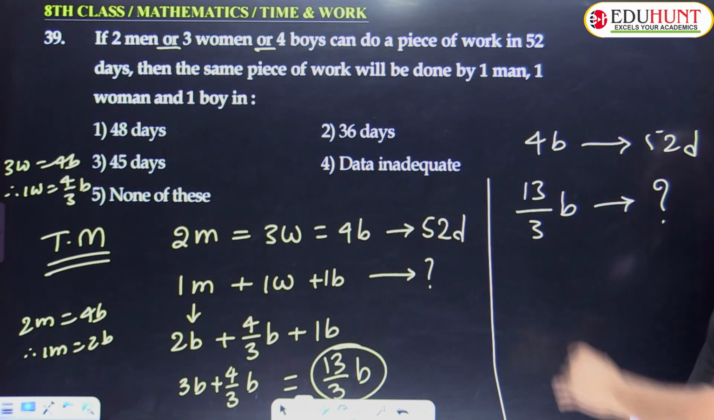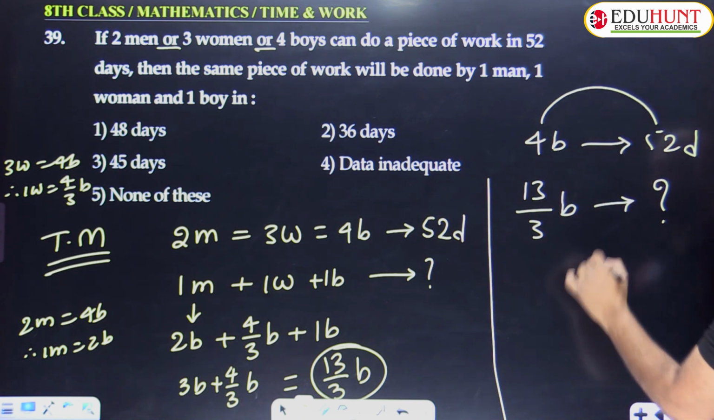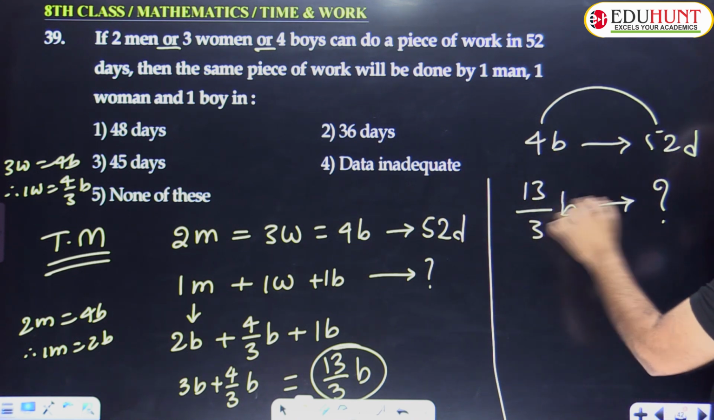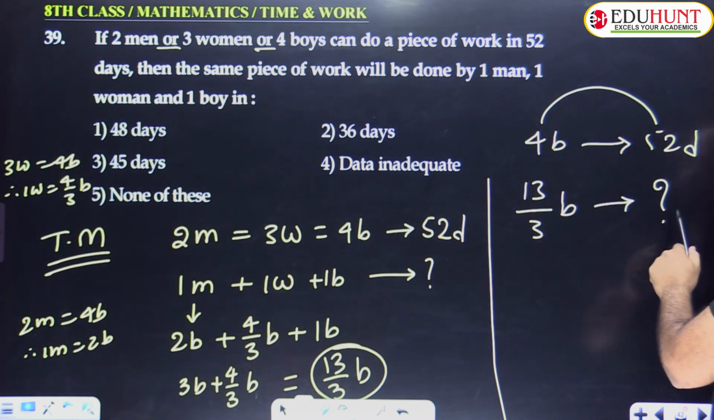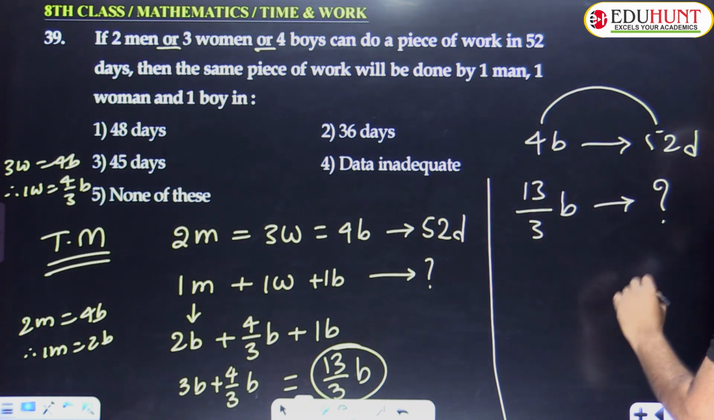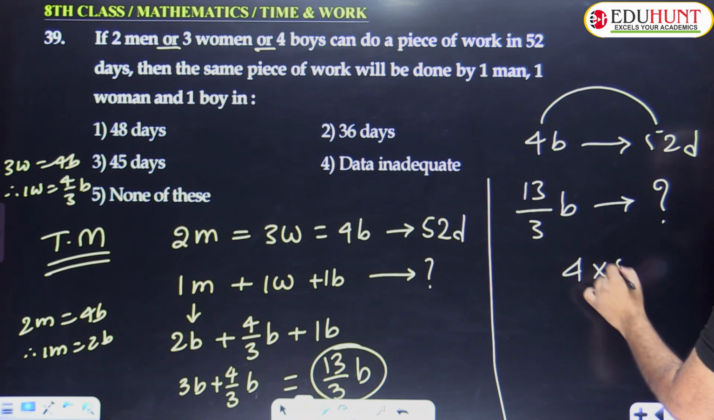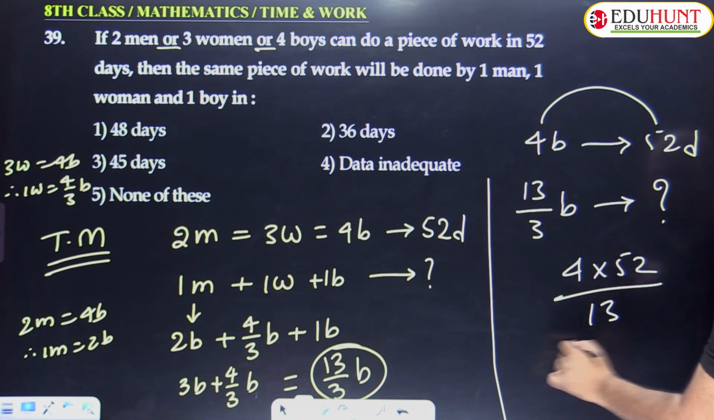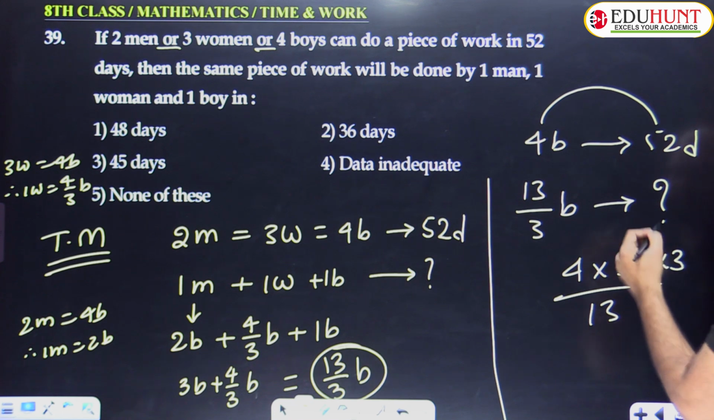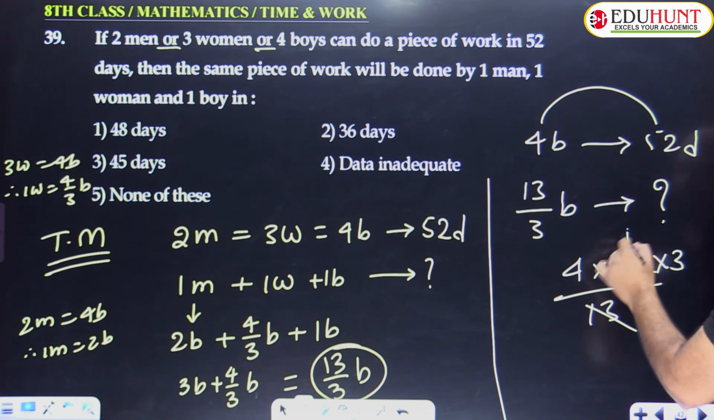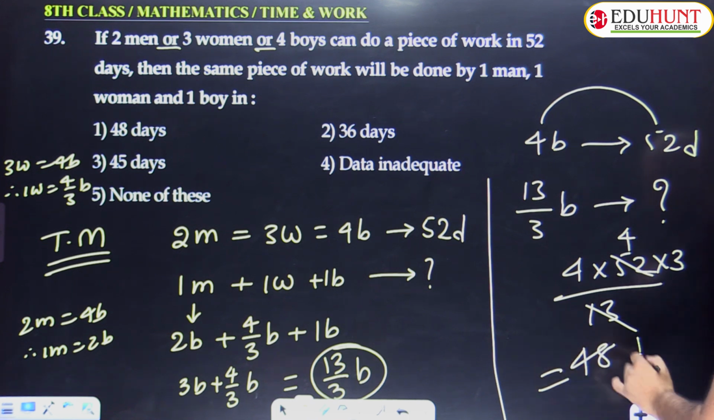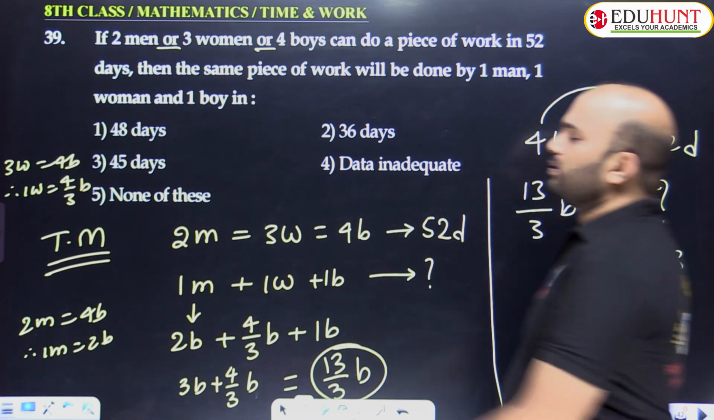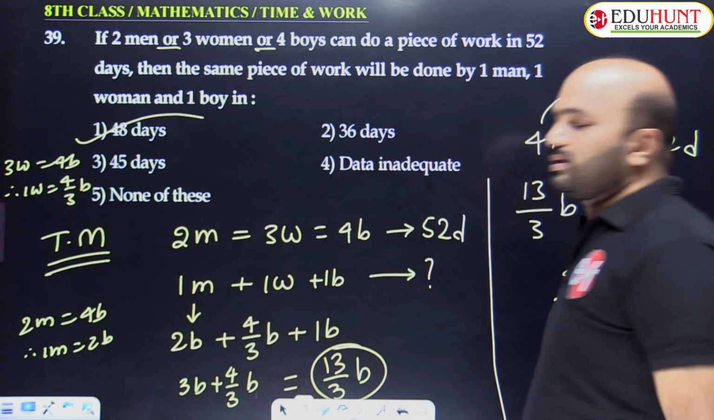So in time and work you should go with direct multiplication, not cross multiplication, because M1 D1 equals M2 D2 if the work is equal. Therefore D2 can be written as M1 D1 by M2, nothing but 4 into 52 by 13 by 3. The 3 can be written in the numerator, into 3. 13 ones are 13, 4 fours are 16, 16 threes are 48, which is the required answer. 48 days. Am I clear? The first option is the right answer. This is the traditional method.